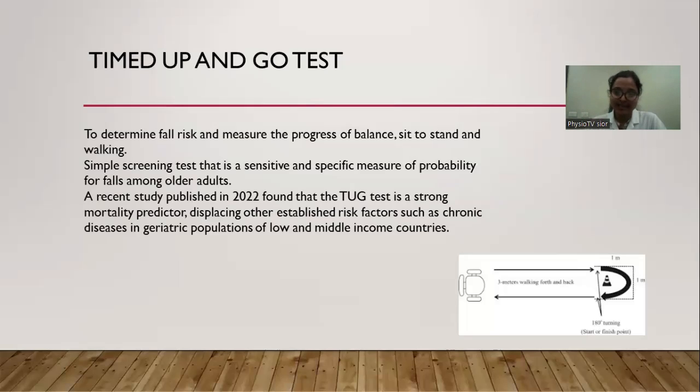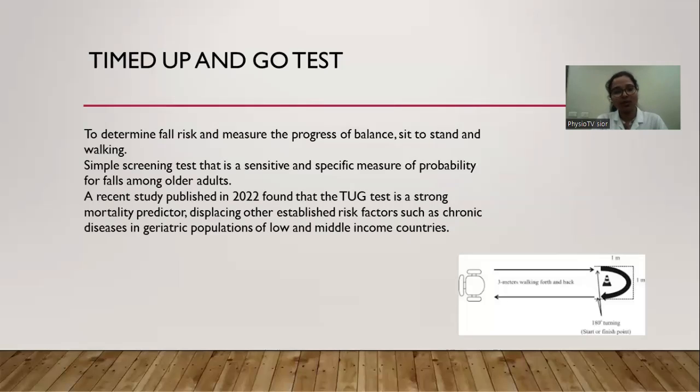So the time starts when the patient is rising from the chair, standing, then walking forth and back, taking a turn, then coming back and sitting on the chair. That time is being recorded and used to assess or evaluate according to the age group. So this is one of the very simple screening tests that is sensitive and specific enough to measure probability of falls among older adults.